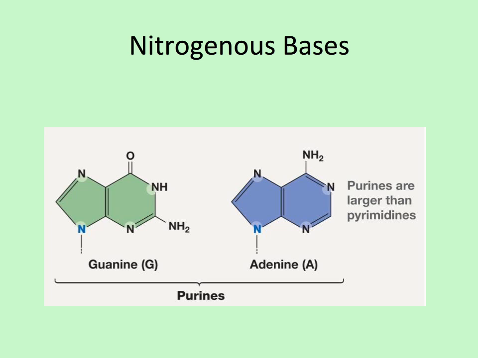Bases that have 2 rings fused together are called purines. Adenine and thymine are larger bases than pyrimidines. Please be able to differentiate between purines and pyrimidines for the exam.